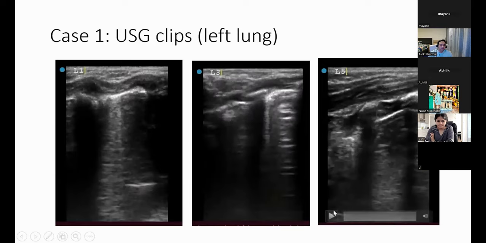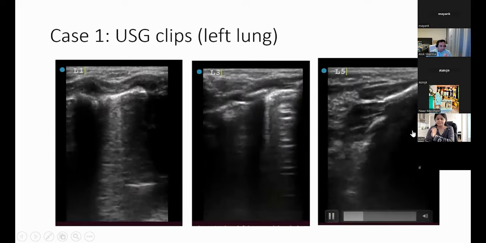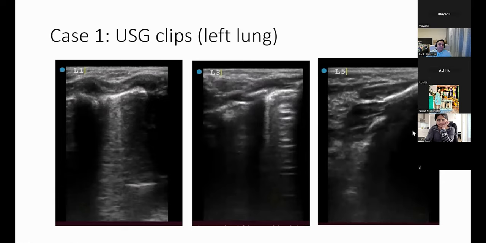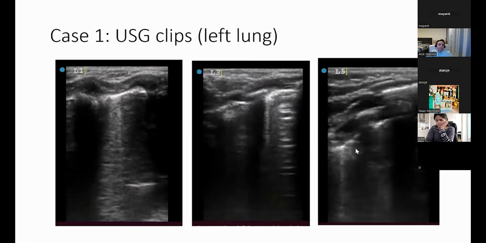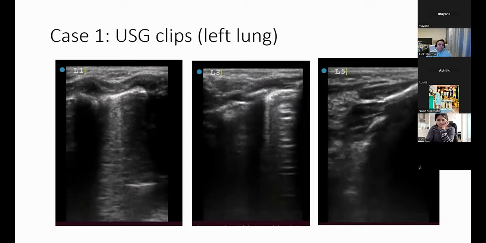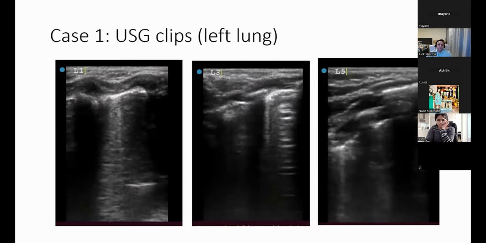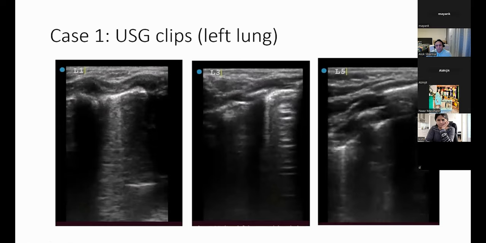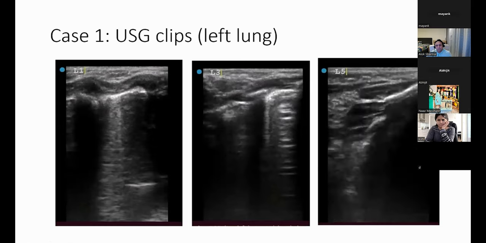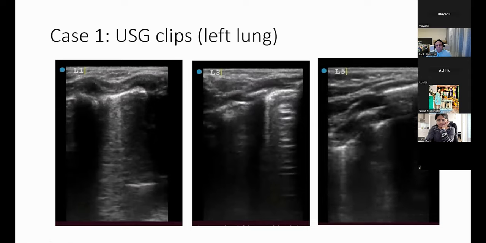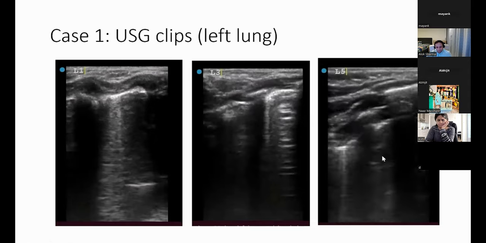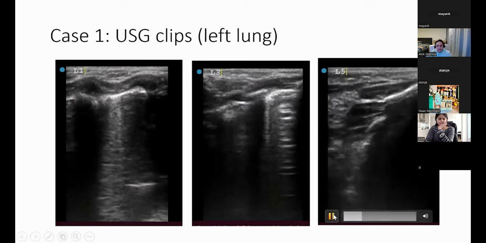Coming to the L5 region, the image is not so good. When the baby was made prone, the baby was moving a lot. What I could appreciate in the areas which can be seen is A lines again. I feel that this is an A profile, and there's no consolidation or effusion as such. Now, if we move to the right.